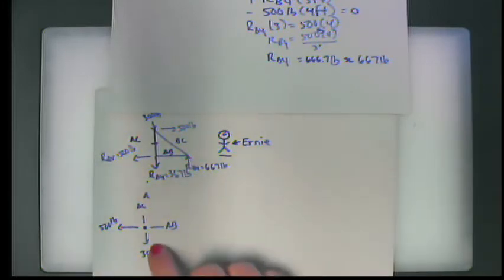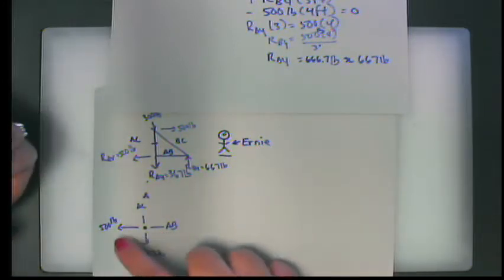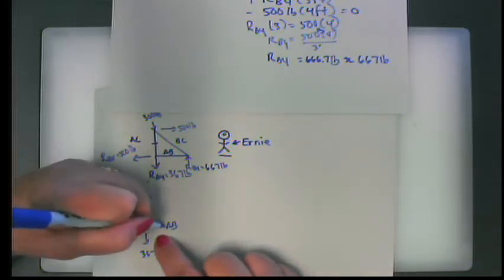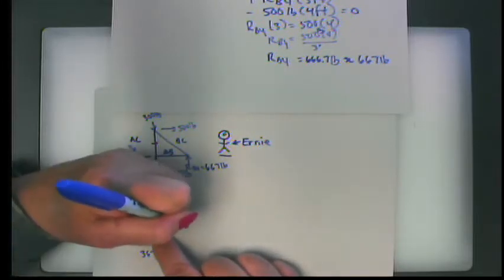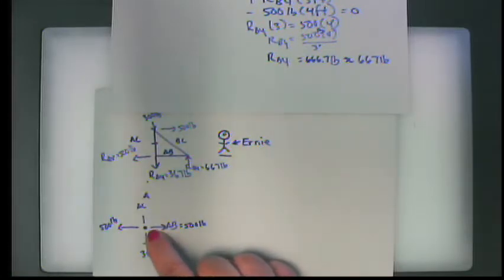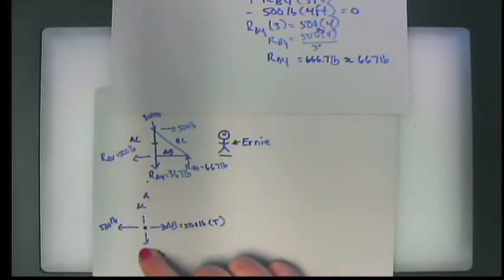All right, well, this is kind of interesting because it's all horizontal. I have two horizontal forces and two vertical forces, so they have to oppose each other. If this is 500 pounds this way, AB is the only one with a horizontal component, so it has to be 500 pounds this way, and it is pulling on the joint, meaning that it is in tension.